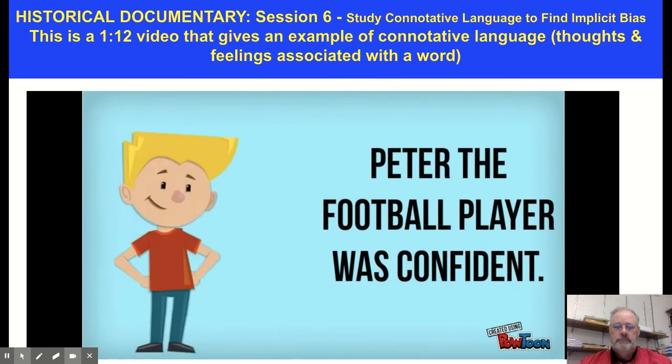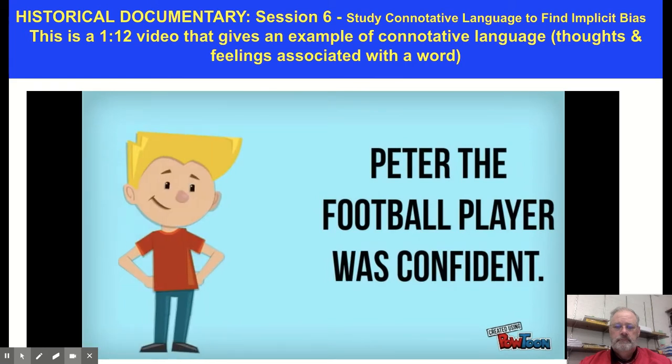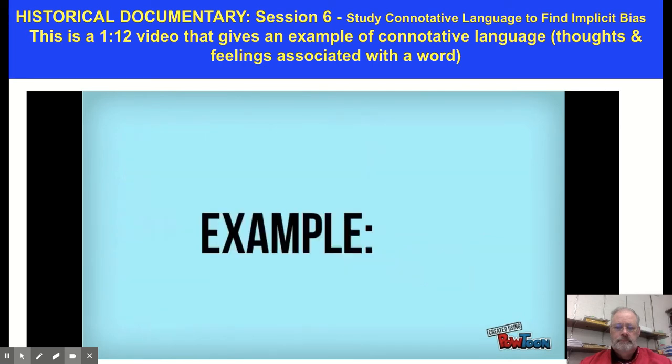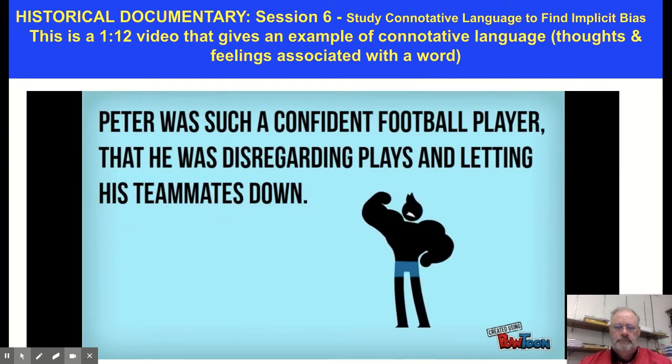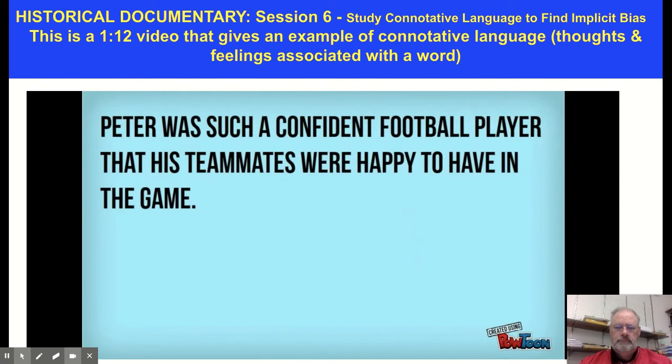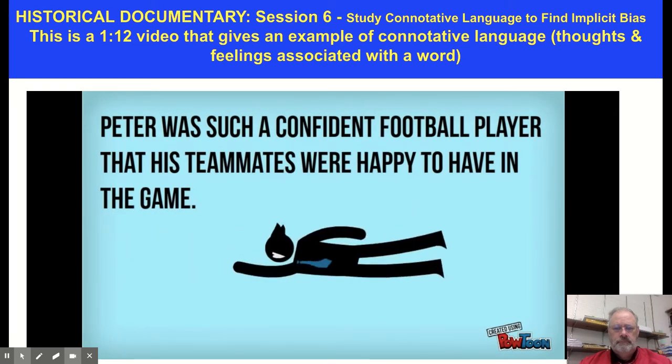Here's another one. Peter was a confident football player. This could be interpreted as positive or negative. Peter could be a cocky football player or one that knows what he's doing and plays the game well. It all depends on how you say it and the context of the sentence. Here's an example. Peter was such a confident football player that he was disregarding plays and letting his teammates down. Or, Peter was such a confident football player that his teammates were happy to have him in the game.